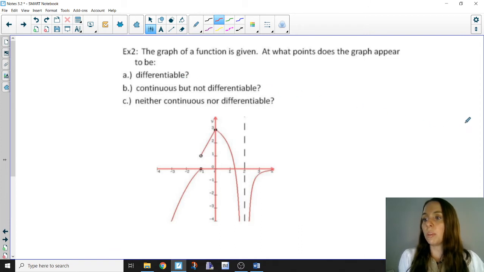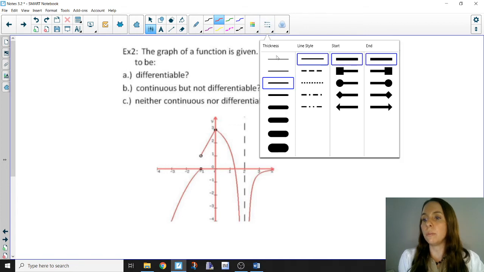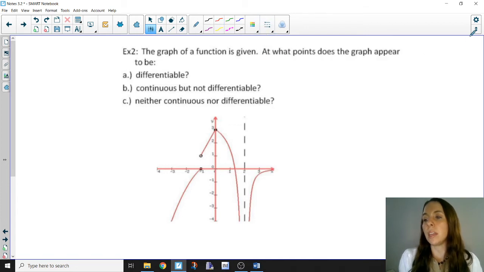Okay, so let's try to be clear about those words here in example 2. The graph of a function is given, and the question is, at what points does the graph appear to be, in part A, differentiable, in part B, continuous but not differentiable, and in part C, neither continuous nor differentiable. Now, this is not multiple choice, just so you know. We are identifying intervals or points, I guess, for all of these different parts.